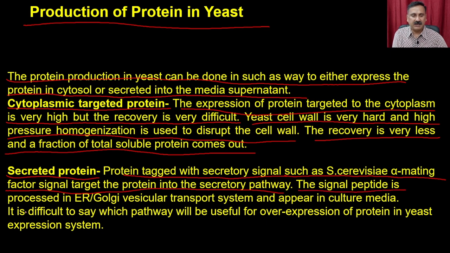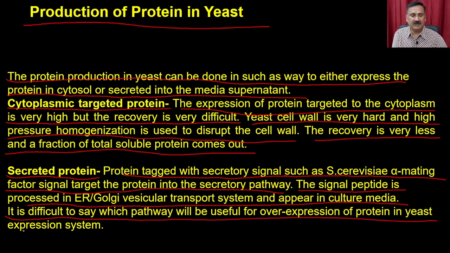The signal peptide is processed in the ER Golgi vesicular transport system and appears in the culture media. It is difficult to say which pathway will be useful for our expression of the protein in the yeast expression system, because both of these pathways have their own negatives and positives. In the cellular targeting system, the recovery is going to be low, whereas in the secreted proteins, because the protein is going to be present in the media, it will not have any kind of protection.